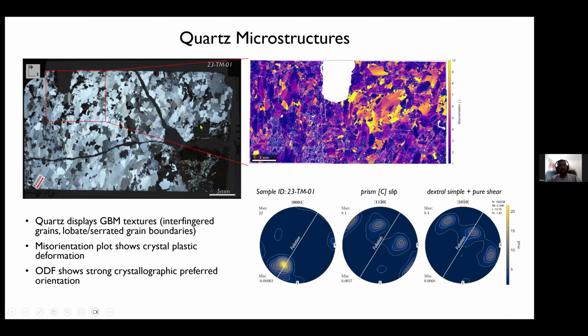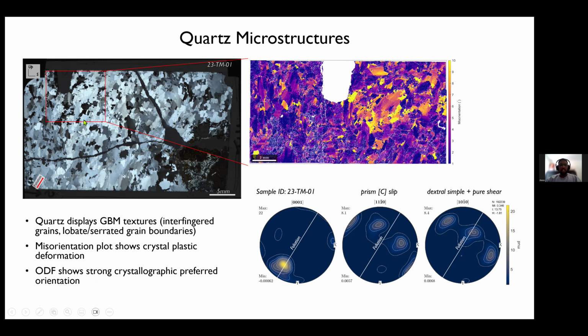So now looking at some of our quartz microstructures. On the left here, we have a thin section scan of one of our quartz veins. And just looking at the texture in the quartz, we can see that the quartz is foliated. It appears to have like an intergrown texture. It has lobate to serrated grain boundaries. And so to me, this looks like grain boundary migration.